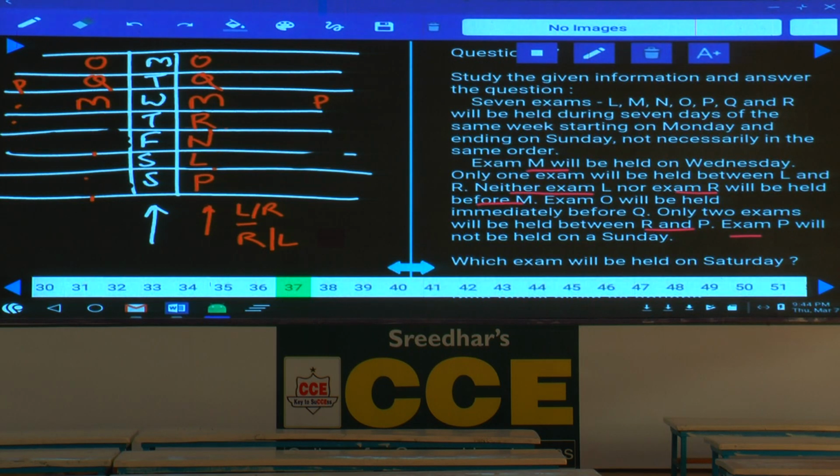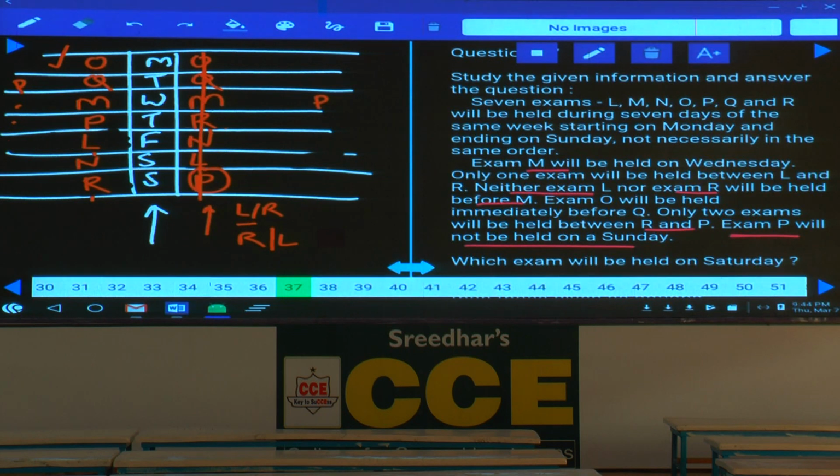As R is on Sunday, 2 in between R and P, P will be on Thursday, and 1 between L and R, L will be on Friday, and the left over N will be on Saturday. Then we have 2 possibilities. Then what is the last information here? Examination P will not be held on Sunday, but according to condition number 1, case 1, P is on Sunday, this case is ruled out. Finally, we are left with only this case.